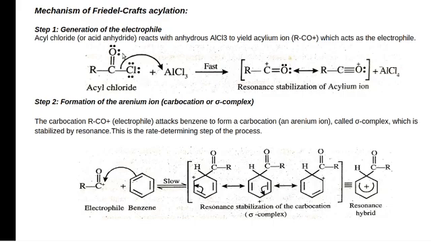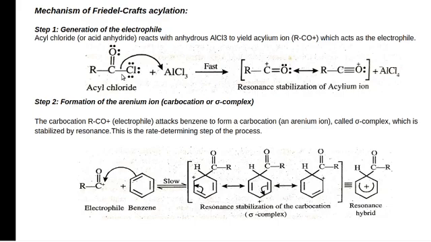So the first step involves generation of the electrophile. In Friedel-Crafts acylation, the electrophile is the RCO+ acylium ion. So acyl chloride or acid anhydride reacts with anhydrous aluminum chloride to yield the acylium ion RCO+, which acts as an electrophile. So in Friedel-Crafts acylation, the reaction occurs between anhydrous aluminum chloride and acyl chloride.